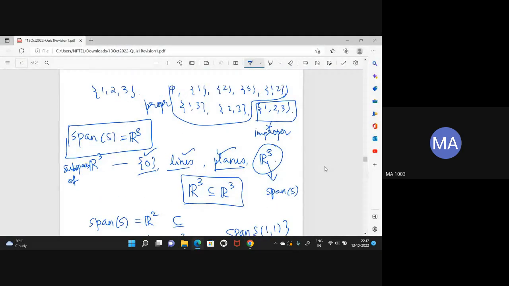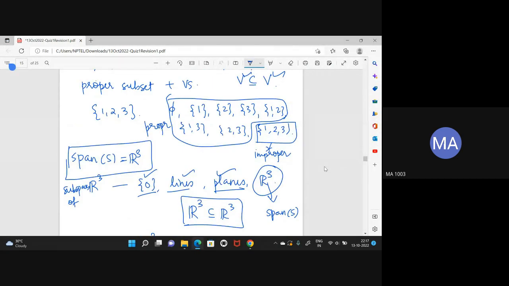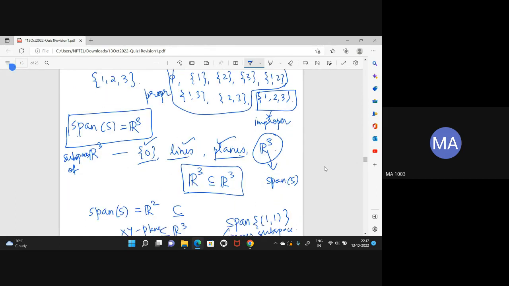Proper subspace means it is a proper subset which is also a vector space. Span of S, you're proving it is equal to R3. Is R3 a proper subset of R3 or an improper subset of R3? Ma'am, when all elements are there, it's called an improper subset. No, the set itself is a subset of itself, right? Every set is a subset of itself. Agreed?